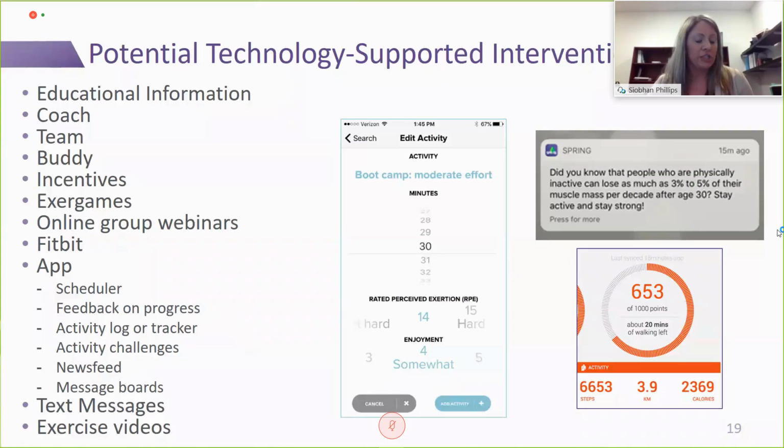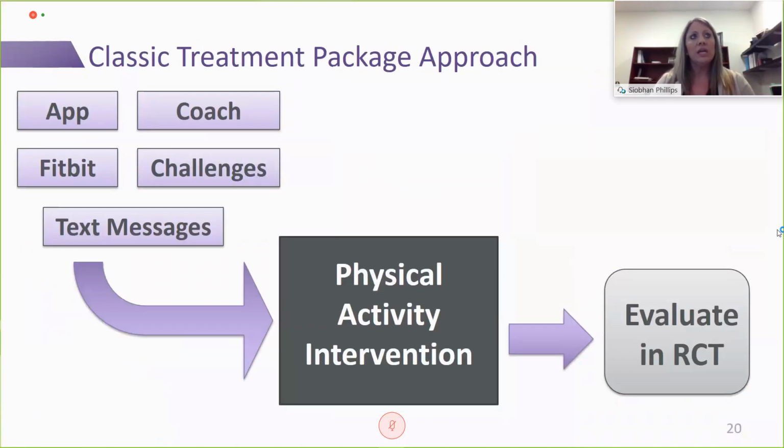including in your intervention. There's educational information. You could have a coach, you could have teams, you could give people buddies, where you give them Fitbits, you could have incentives, there are games, there are online group webinars, you could give them an app that could have a variety of different features. You could have text messages, exercise videos. I mean, the list goes on and on. And so in thinking about it, where do you start, or what are the optimal pieces, or really the components that matter?